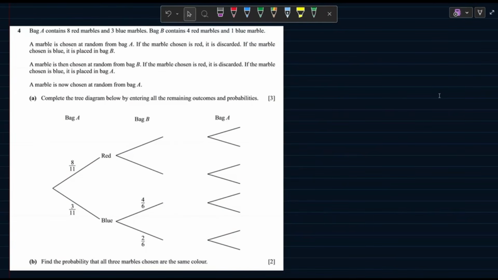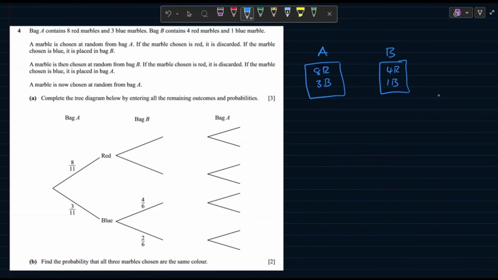Question number 4. Bag A contains 8 red marbles and 3 blue marbles. Bag B contains 4 red marbles and 1 blue marble. Okay. Just gonna note it down. So bag A contains 8 red and 3 blue. Bag B contains 4 red and 1 blue.